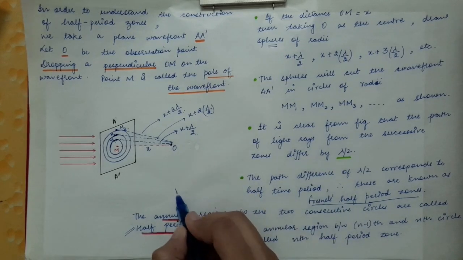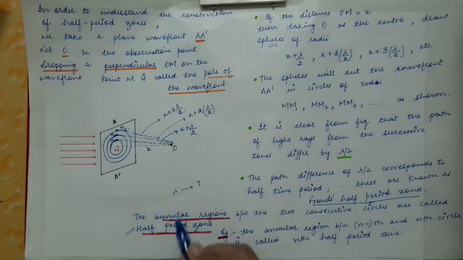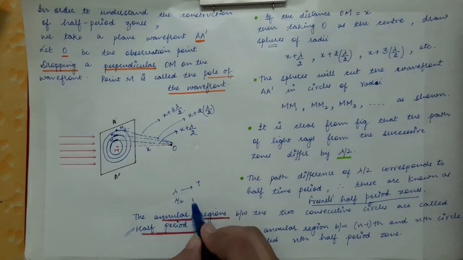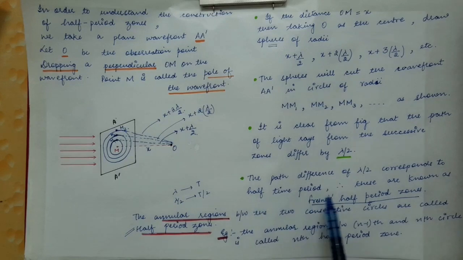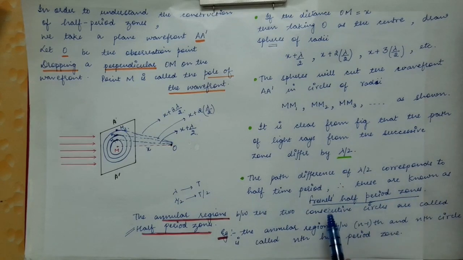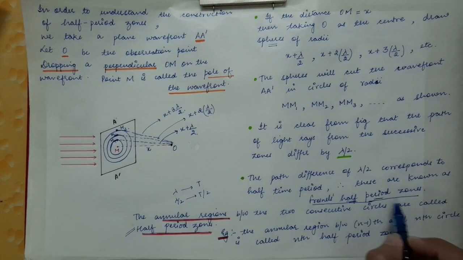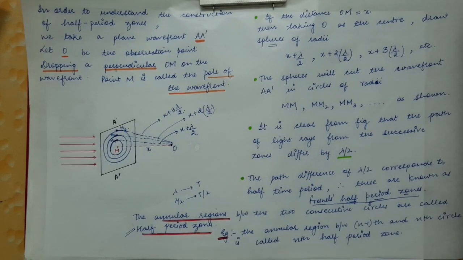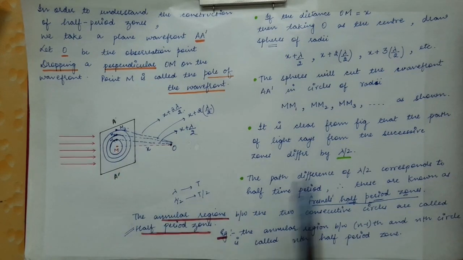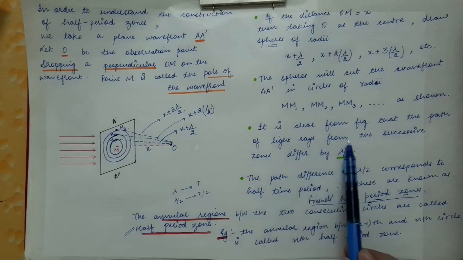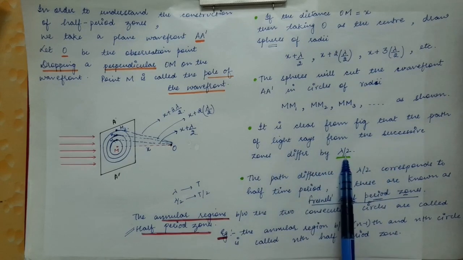So for lambda, the time period is capital T, and for lambda divided by 2, the time period of the wave will be T by 2. So the path difference of lambda by 2 corresponds to half time period. Therefore, these are known as Fresnel's half period zones. This is why the name half period zones has been given to these annular regions, because the path of the light rays from the successive zones differs by lambda by 2.